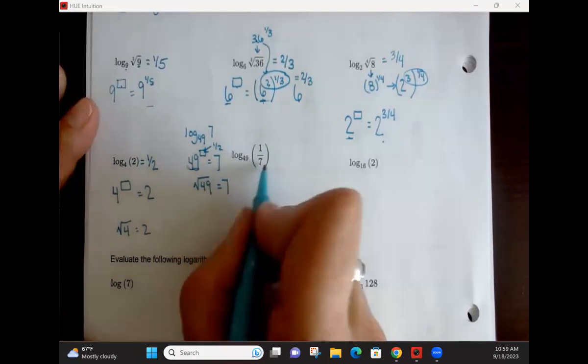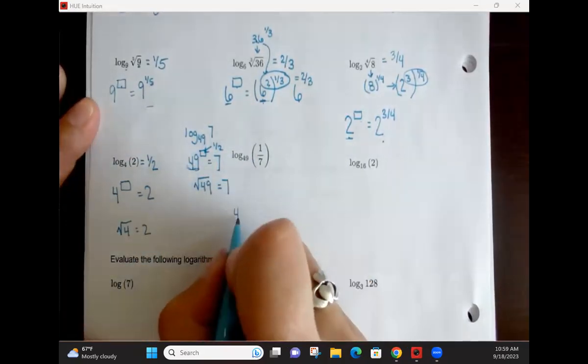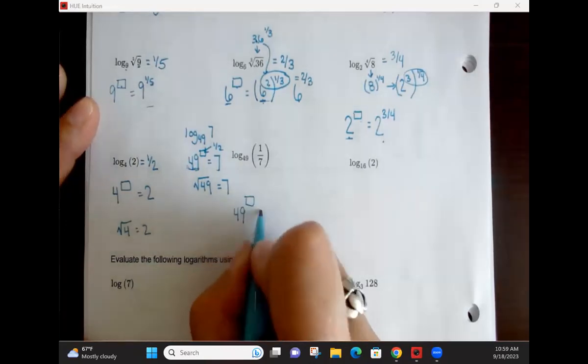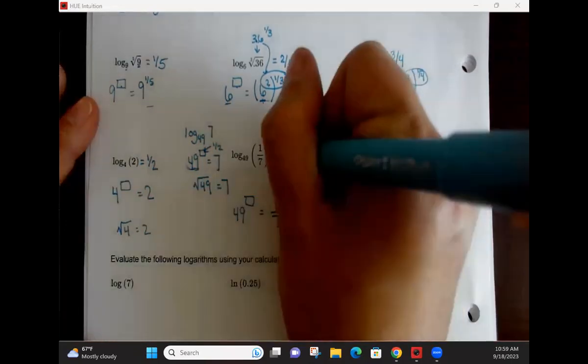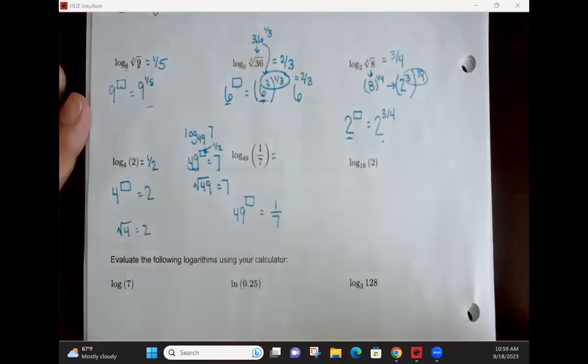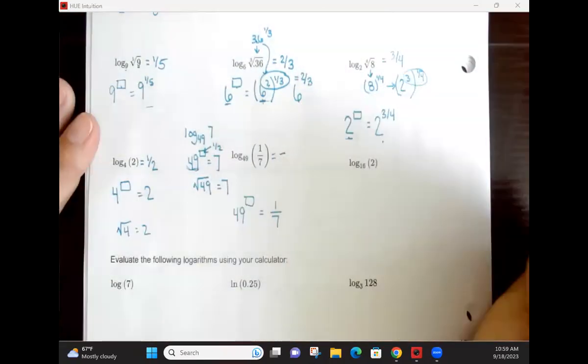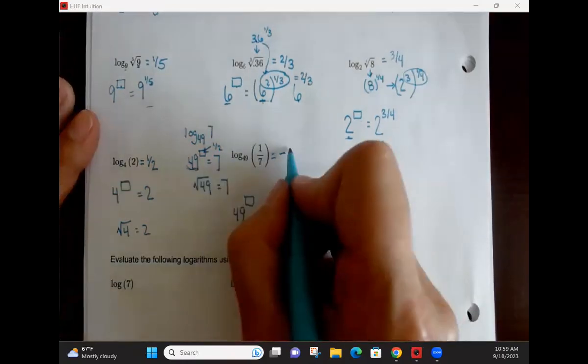Now, let's modify that a little bit for this one, because this wasn't quite the same problem, right? We have 49 to what power would give me 1/7? Well, what do I need to be true about my exponent so that it changes to 1/7? I need it to be negative, so I can take the reciprocal. And then to get from 49 to 7, what kind of power is that? It would be 1/2, so negative 1/2.